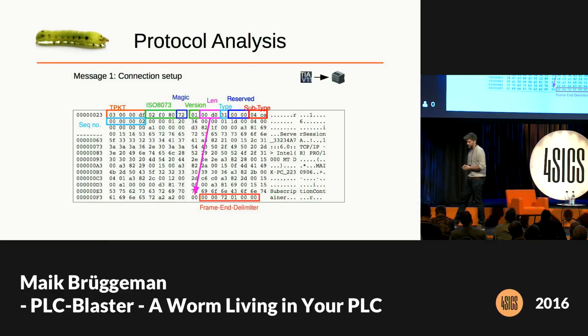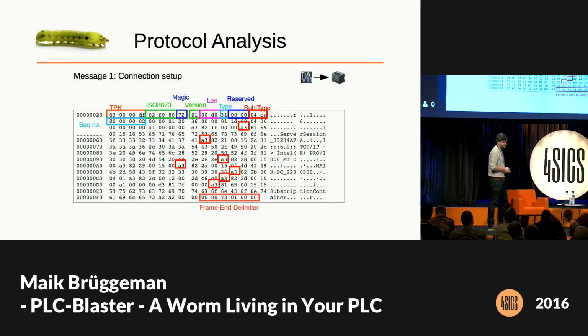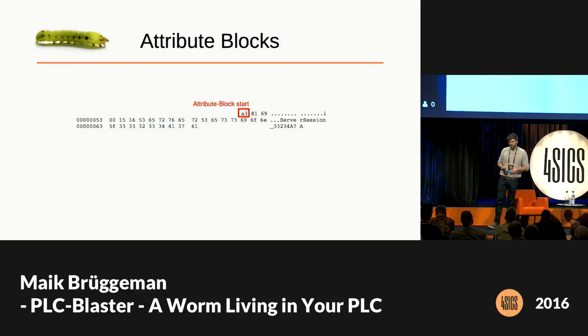And in the beginning, we had some problems to find any structure here. But if you look close enough, you see a lot of A3 bytes. And we found out that A3 bytes introduce a so-called attribute block. Attribute blocks structure the data that is actually transferred between the PLC and the TIA portal. In this case, some kind of server session ID. Like the whole message, each attribute block has a basic layout.